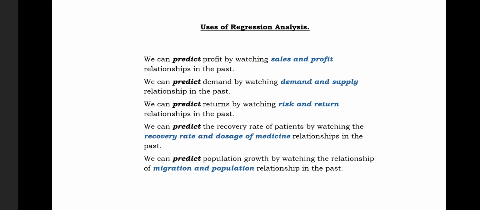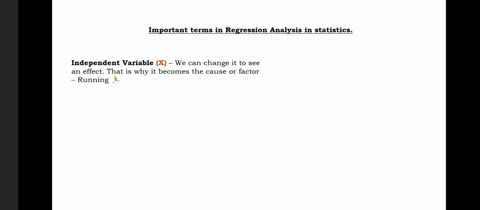So it has so many uses, and because now we know the use of regression analysis, let's start learning about the important terms of regression analysis in statistics. The first thing we must learn is about the independent variable. In our case, running was an independent variable. We can change it to see an effect. It will affect the calories. That is why it becomes the cause. Yes, it is a cause because it affects our calories, or it becomes the factor for affecting the calories.